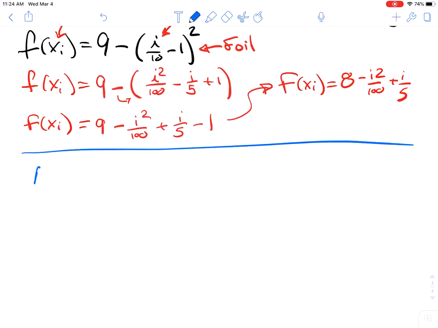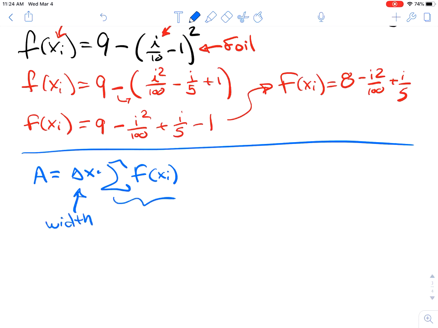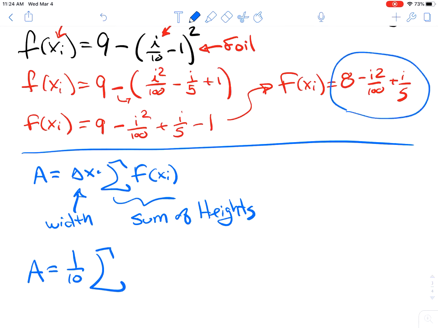Now we would like to insert this information into our area formula. Our area formula is delta x times the sum of f of xi's. So this is the width of each rectangle, and this is the sum of the height of each rectangle. So we can say that area is equal to 1 over 10 times the sum, and we're going to take everything for f of xi and plug it in there. 8 minus I squared over 100 plus I over 5.